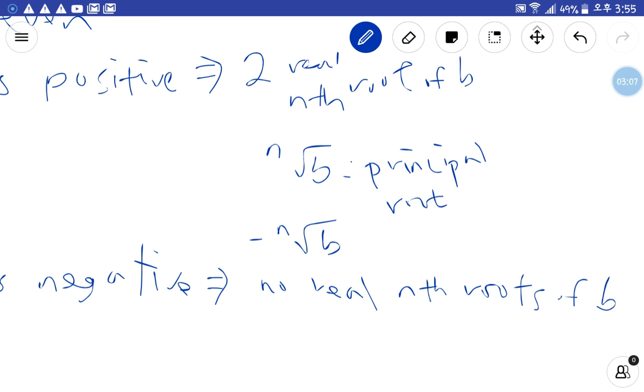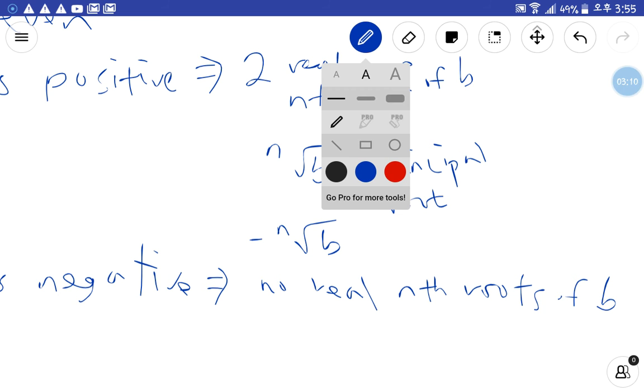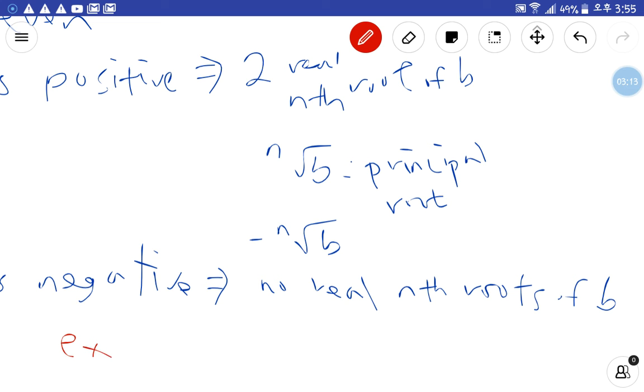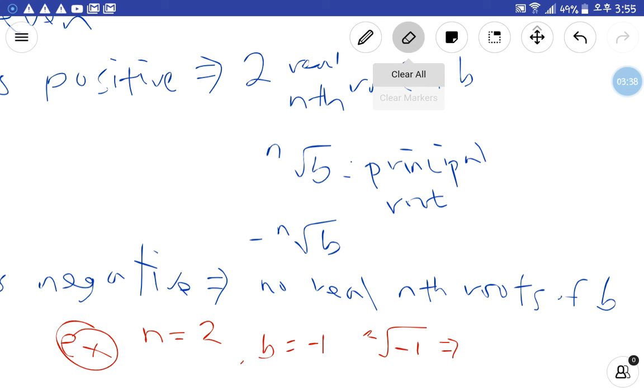So if I give you an example, maybe I can give an example for this. My n is even, like 2. So let's say my n is 2, and then my b is negative 1. Think about it, I'm going to have the square root of negative 1. Do we have any real roots this time? No. This one is going to give us i. But i is not a real number, isn't it? So if you have that situation, you don't have any real nth root this time.